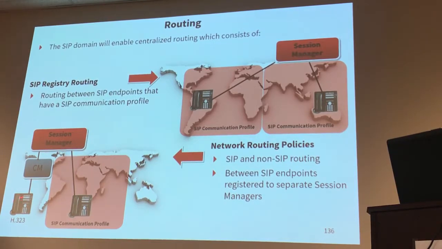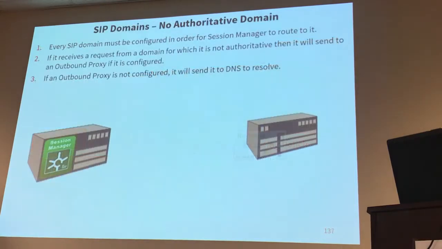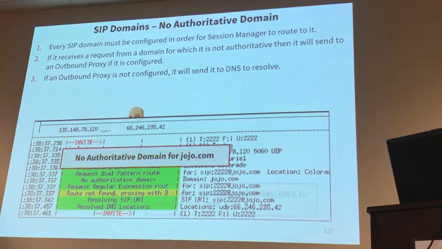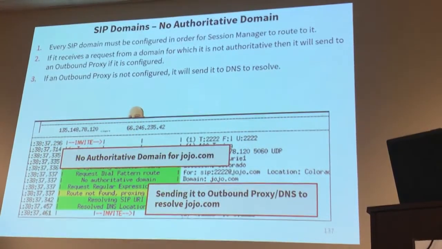Because the destination, in this case the H323 phone, has a user profile not in session manager but in CM. You see? So in that case it would be network routing policies. Okay, so every time session manager receives a request, it checks if the domain in that request is a domain that it's supposed to process, a domain that that session manager is supposed to handle.